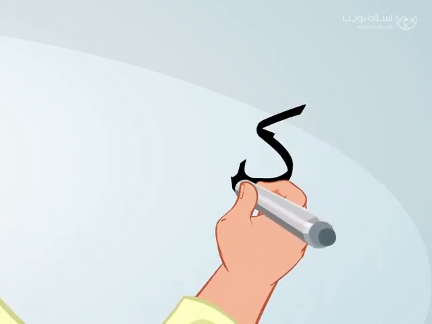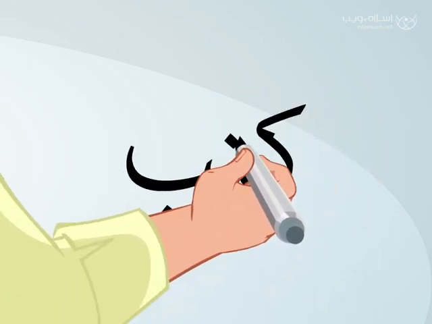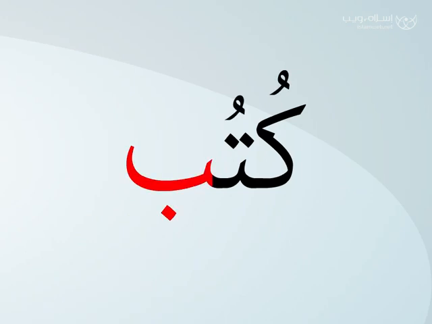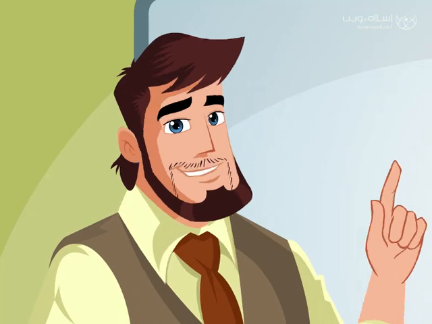This is how we write ba at the end of the word, like this example. Kutub, which means books. Then we learn the letter fa. Fa.